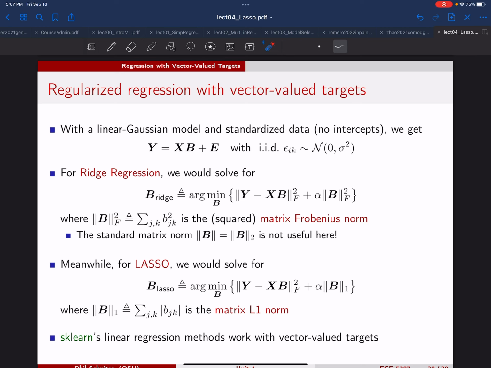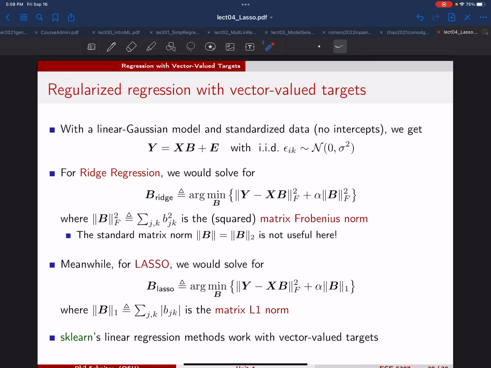If you make a mistake and use the usual norm on matrices, and maybe you do this in coding, you just say the 2 norm, you'll actually get the wrong answer. The 2 norm of a matrix, or the usual norm of a matrix, is actually the maximum singular value in that matrix. It's very different than the sum of the squared elements of the matrix. So you just have to be careful. This is the Frobenius norm, not the 2 norm.